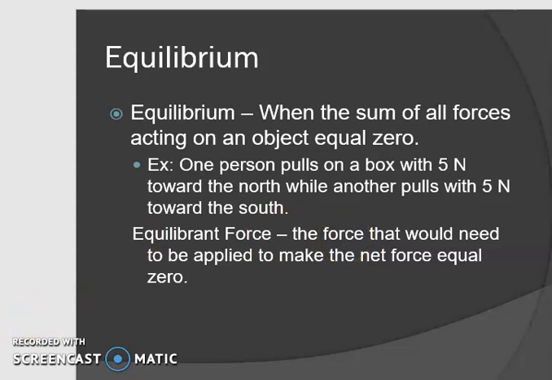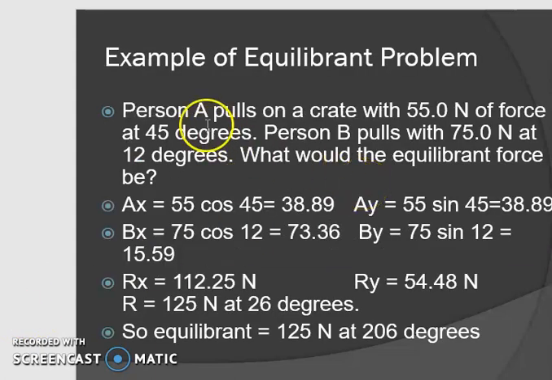And here I just show a little problem where we've got person A pulling on a box, person B pulling on a box, and I ask what is the equilibrium force. Well, what you do is you figure out what the net force on the box is. So person A is pulling like this, B is pulling like that. I find their components. I find out that on the x-axis there's 112 newtons, on the y there's 54. That means there's 125 newtons acting at 26 degrees. So if you were person C, how would you have to pull to put this thing into equilibrium? You'd have to pull at 125 newtons in the exact opposite direction, 180 degrees different, which would be 206.